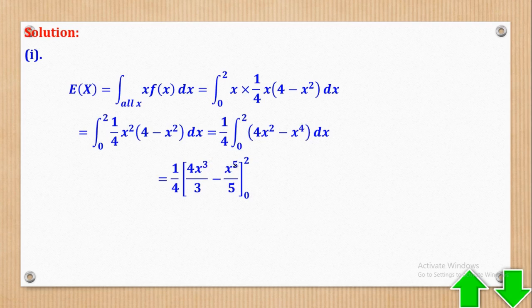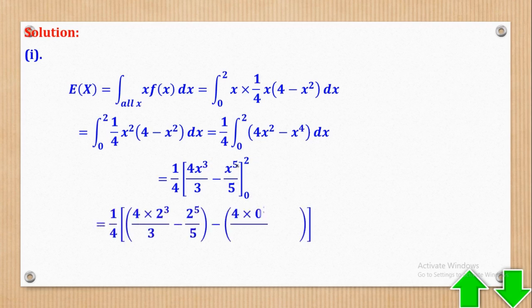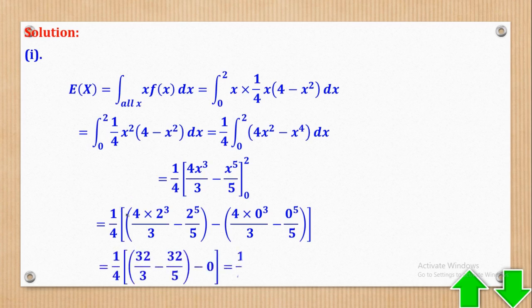Now that I've finished integrating, next is to substitute the limits. So I begin with the upper limit. So where there is x here, put there 2 to come up with this bracket. And after that, you say minus. Then where there is x, you put there 0 to come up with this other bracket. This quarter is still maintained. So next is to use a calculator.